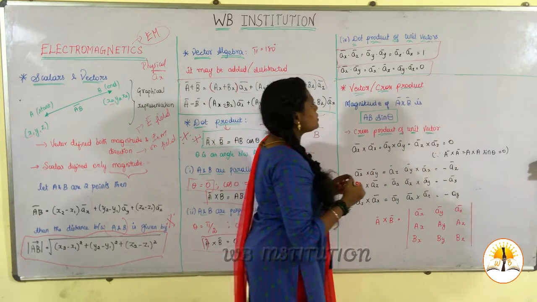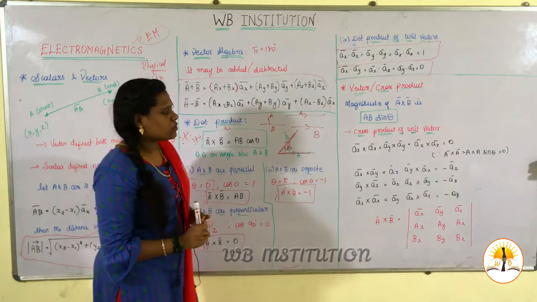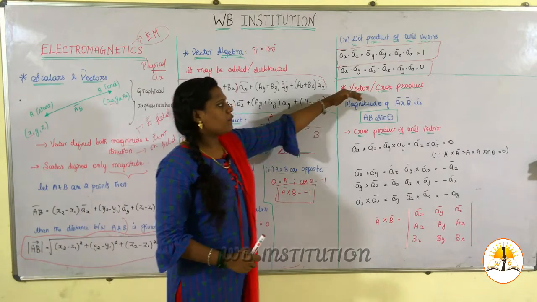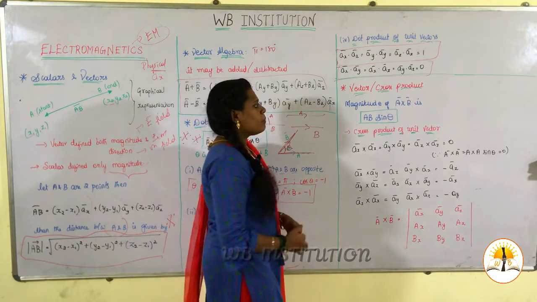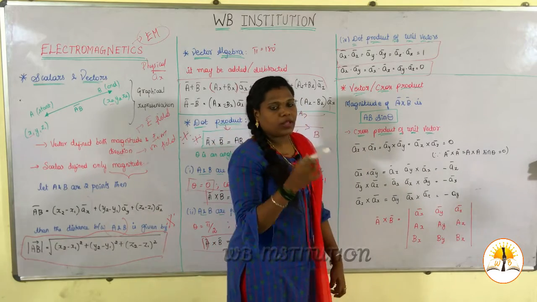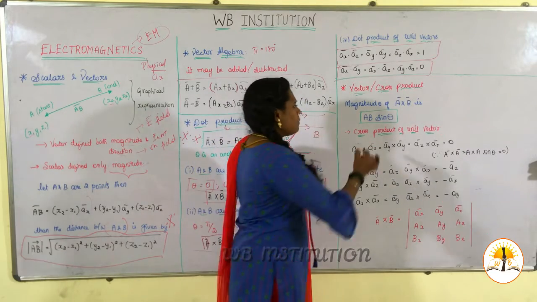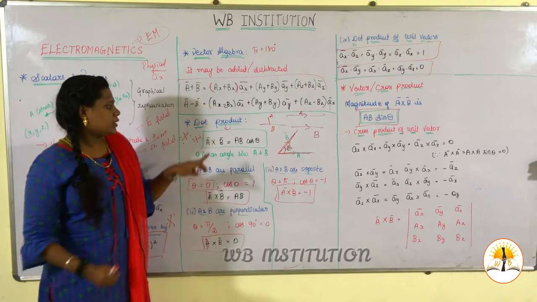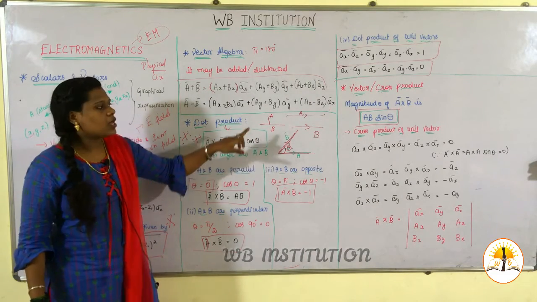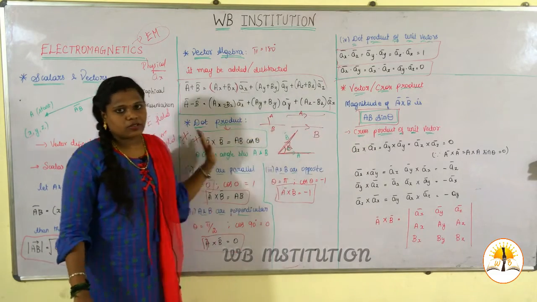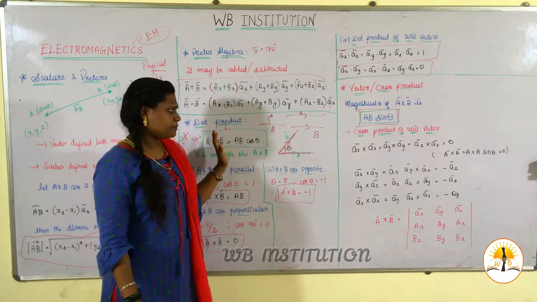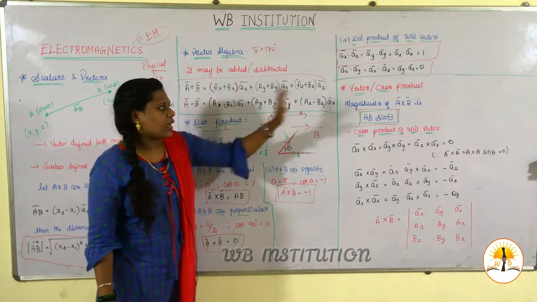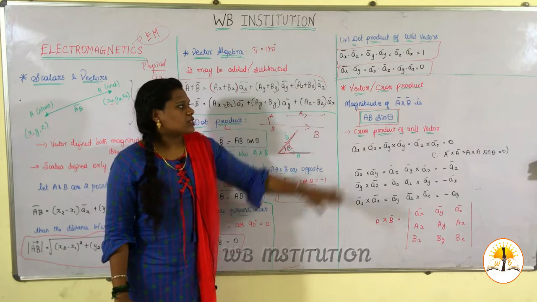Okay, so next is your vector or cross product. Till now we have seen the dot product, right? So next is nothing but your vector or cross product. The magnitude of A cross B is defined as AB sin theta. Check here: in dot product we saw A dot B is AB cos theta, and for cross product it is sin theta. This is very important to remember while doing the sums. For dot product it is cos, and for cross it is sin.